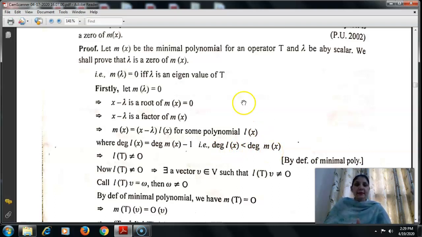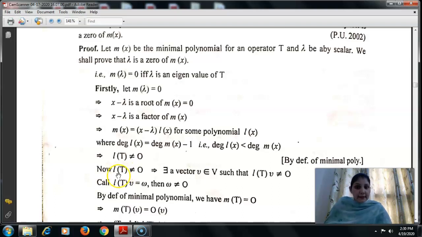But mx, in the very start of the proof, was taken as the minimal polynomial for operator t. Minimal polynomial is the least degree polynomial satisfied by t. Now at this step we get that degree of lx is less than degree of mx. But if this is so, then lt can never be 0, because the least degree polynomial satisfied by t is mx. And if the degree of polynomial lx is less than the degree of the minimal polynomial, then the polynomial l can never be satisfied by t.